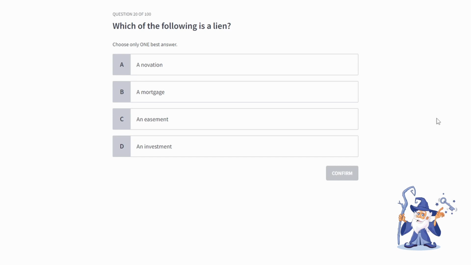Which of the following is a lien? And it gives us 4 options. A, novation. B, a mortgage. C, an easement. Or D, an investment. So take this time to think it over and come up with your answer.